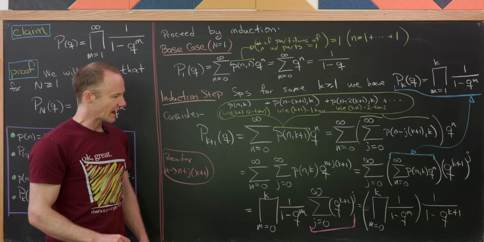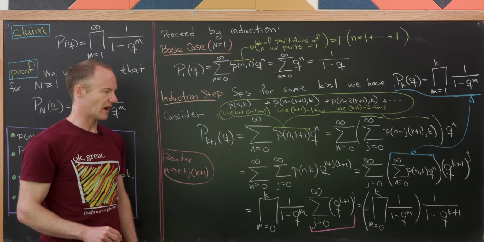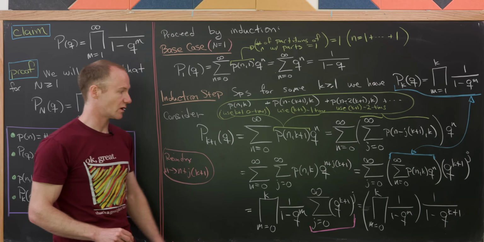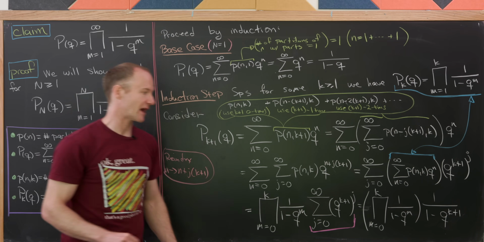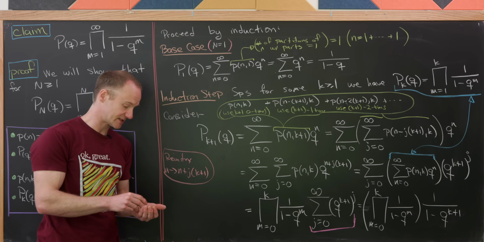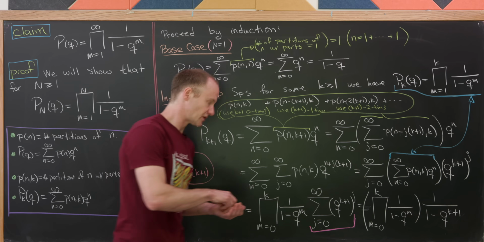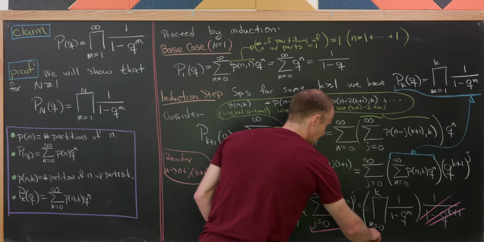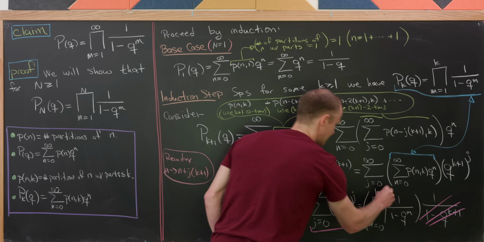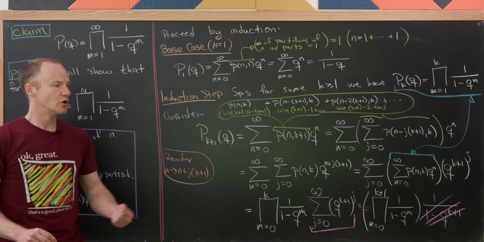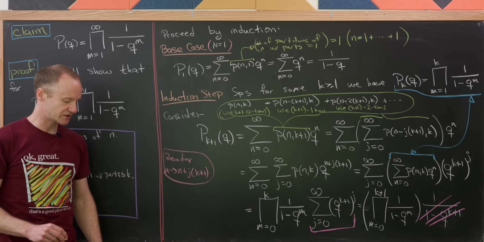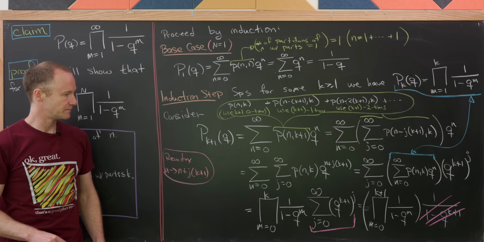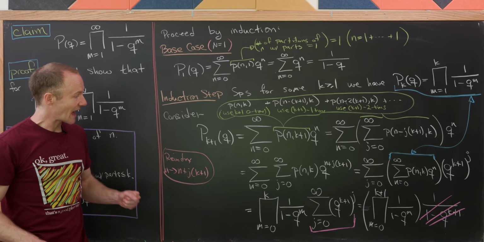But observe, what I can do from here is just get rid of that 1 over 1 minus q to the k plus 1 and change this upper bound of our product from k to k plus 1. So let's do that. So like I said, we're going to get rid of this, and then we're going to change this k to k plus 1. We just absorbed it into the notation of that product. Okay, so there we have it.